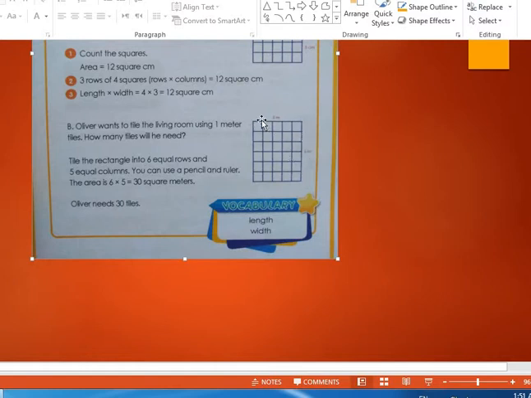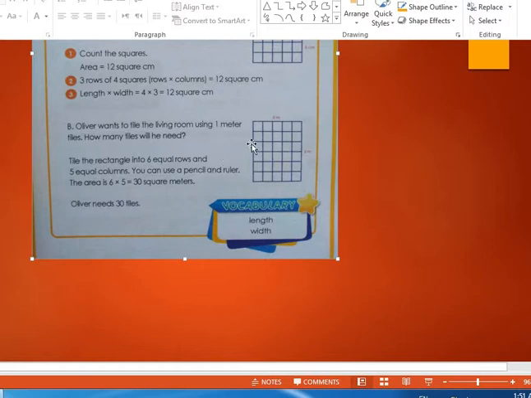So I can multiply 5 times 6 in the timetable gives you, bravo, 30. So 30 square meters here. If I count the square meters inside, they will give you 30 square units. Oliver wants to tile the living room using 1 meter tiles. How many tiles will he need?